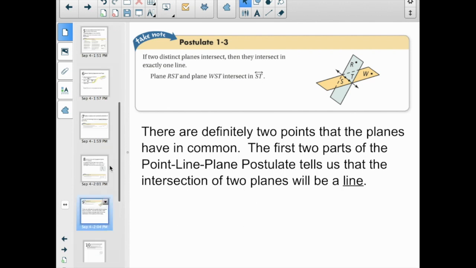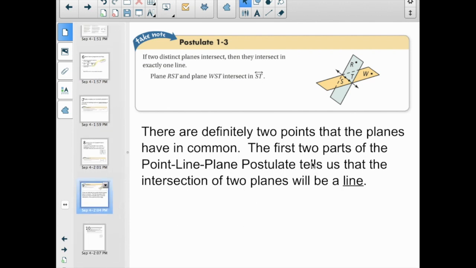Okay. Now, an interesting thing is that because 2 planes cross at a line, and lines are made up of at least 2 points, this tells us that when 2 planes cross, they're going to also have 2 points in common.